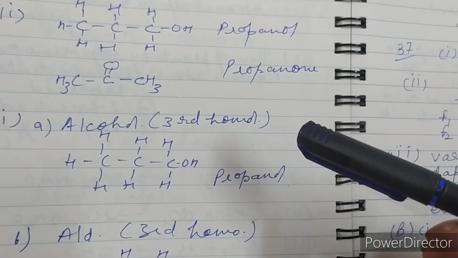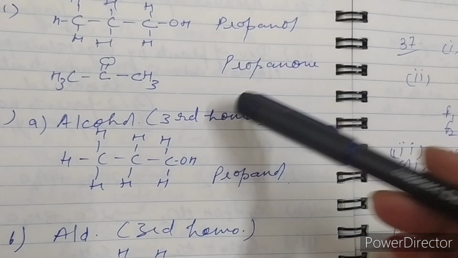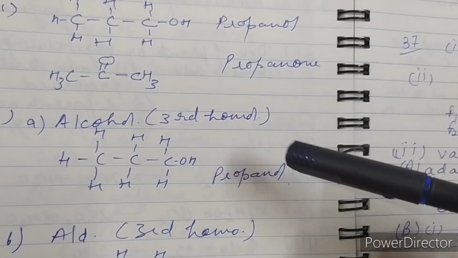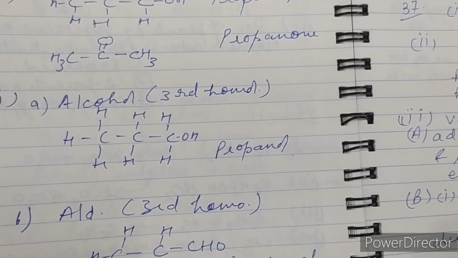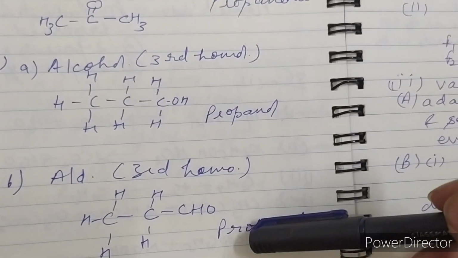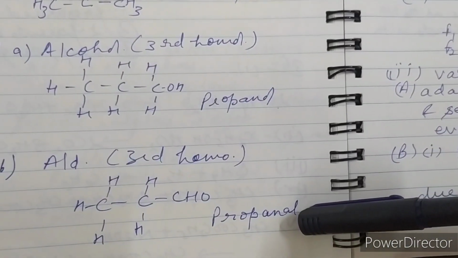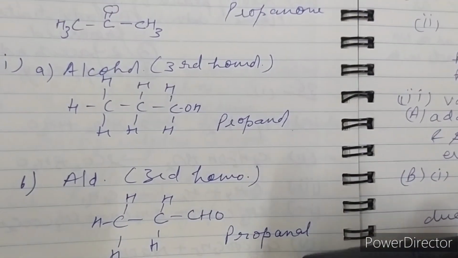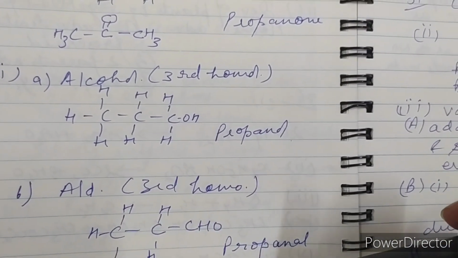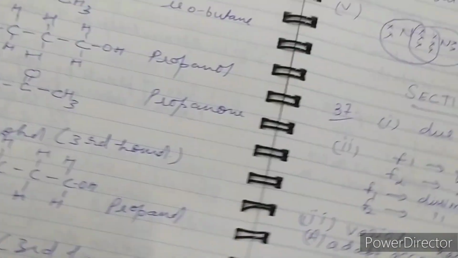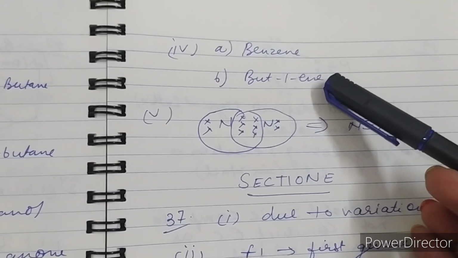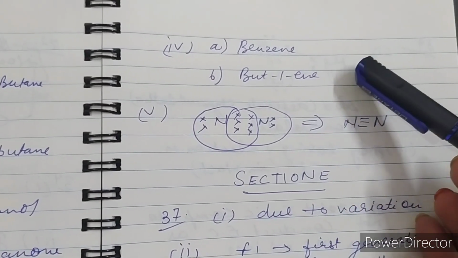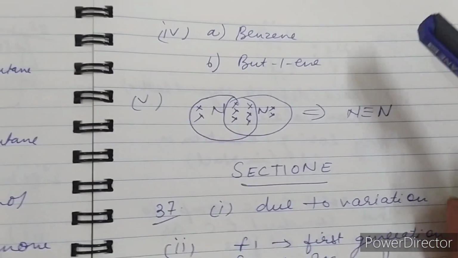Next, they have asked you to write the third homologue in alcohol, that is propanol, because number first was methanol, ethanol, and third homologue is propanol. And in aldehyde, the third homologue, number first is methanal, ethanal, and third is propanal. So propanol and propanal are the answers for the third homologue of alcohol and aldehyde. Then they have asked you to name the structures drawn. Number first is of benzene, and second was that of butene. You can also write 1-butene or simply butene.